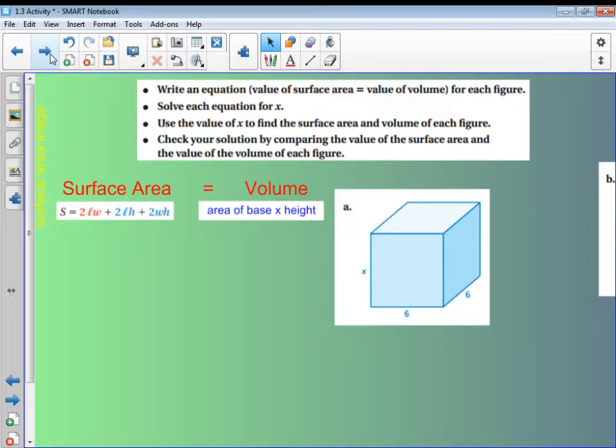Surface area and volume. These pictures are actually on page 13. I'm going to do one of them with you, and then you're going to do the other one. Our equation here is that the surface area is equal to the volume. I went ahead and wrote out what our formulas were.